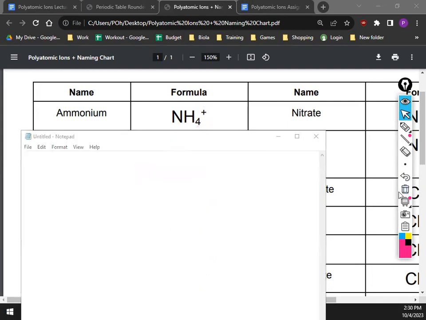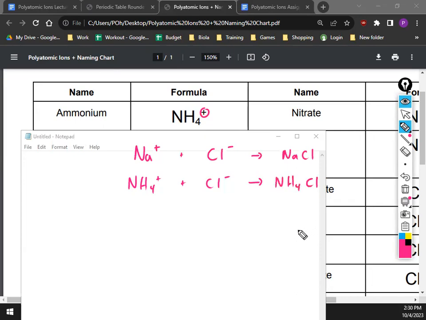So for example, this one is +1, right? That means it can balance out the negative charge just like any other +1 can. For example, if we had Na+ and Cl-, Na can cancel out Cl in order to make NaCl. Very similarly, since this one is +1, if you have NH4+ and you have Cl-, it can cancel out Cl- to make NH4Cl. They work pretty much exactly the same way. The only difference is it's just more stuff to write.